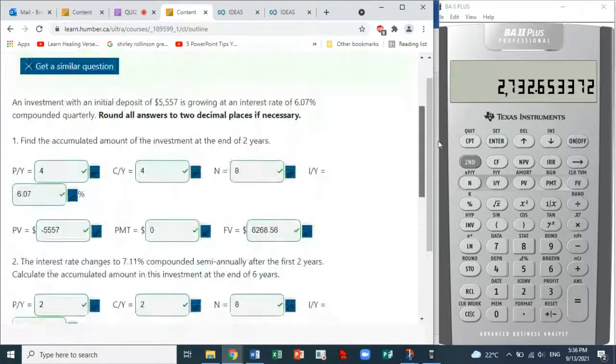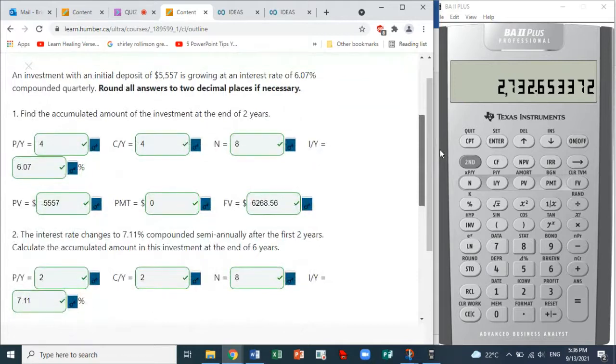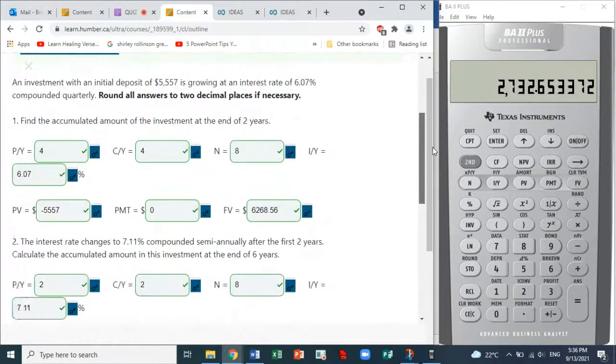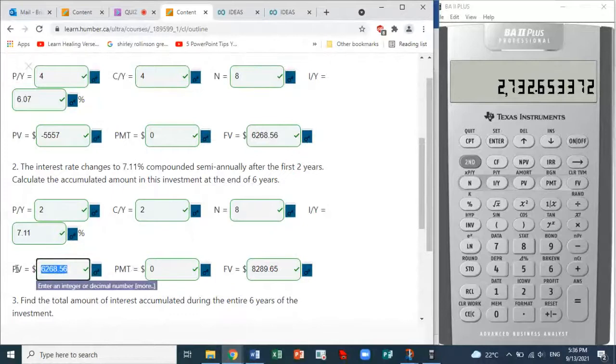Okay, so this is one where you have a change in interest rate and a change in the compounding frequency. You see it went from quarterly to semi-annually, and from 6.07% to 7.11%. All right, also you must realize this value is at the end of 2 years, this future value here, that became the present value down here. These two numbers are the same, they have to be the same.